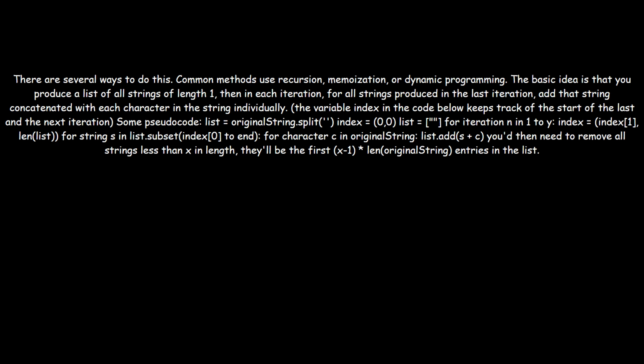Some pseudocode. list = original string, split; index = [0, 0]; list = ['']; for iteration n in 1 to y: index[n] = index[n-1] + len(list); for string s in list[index[n-1] : index[n]]: for character c in original string: list.add(s + c). You'd then need to remove all strings less than x in length. They'll be the first (x-1) * len(original string) entries in the list.